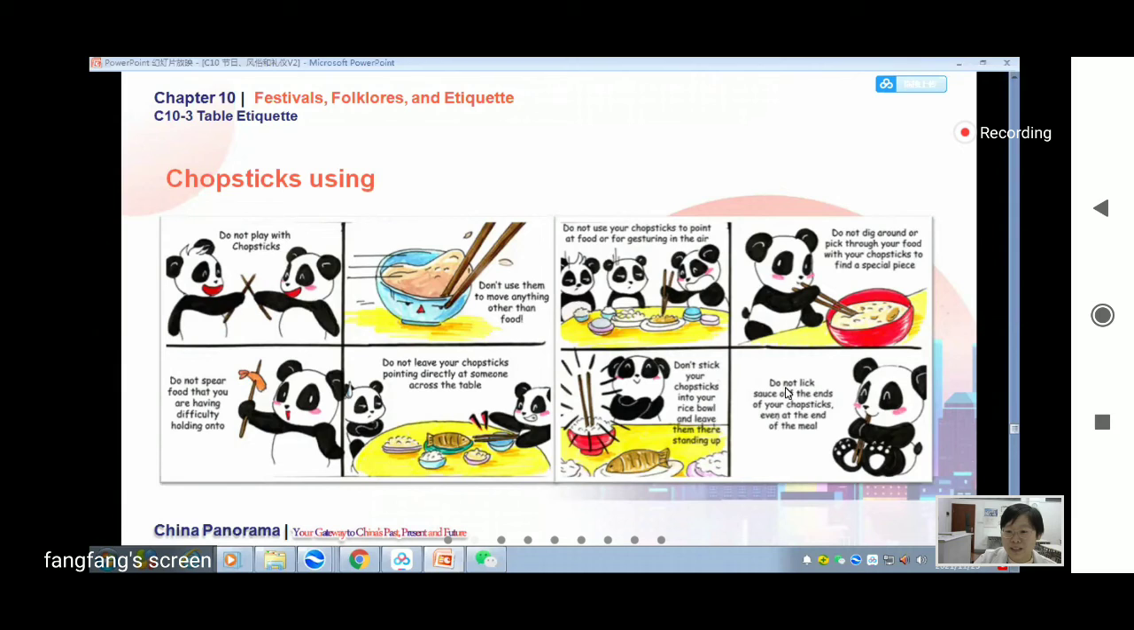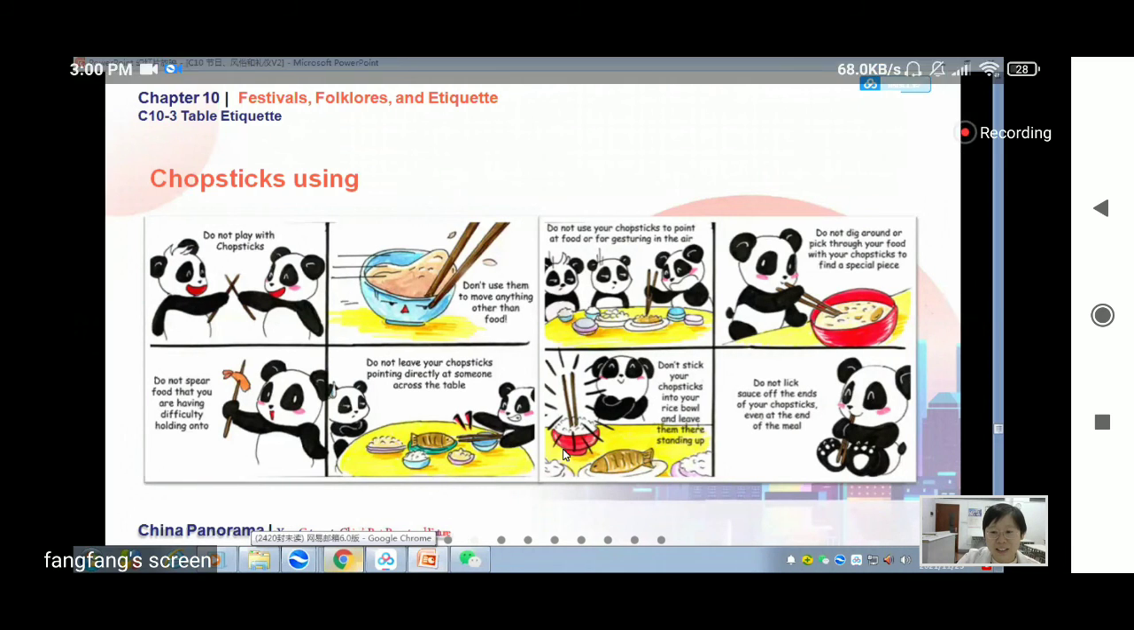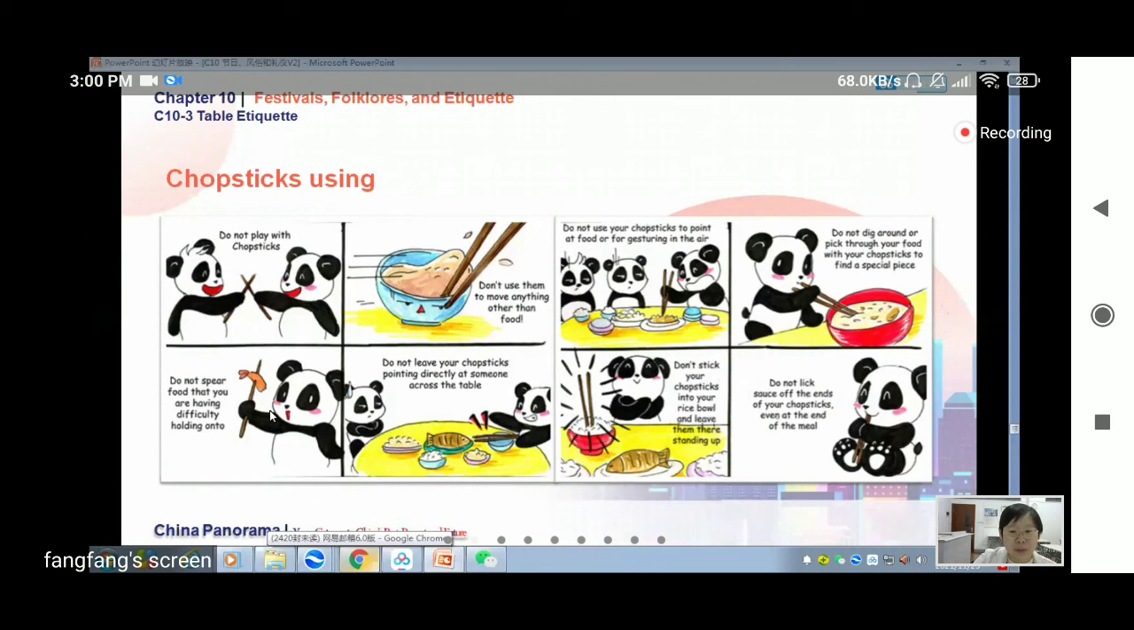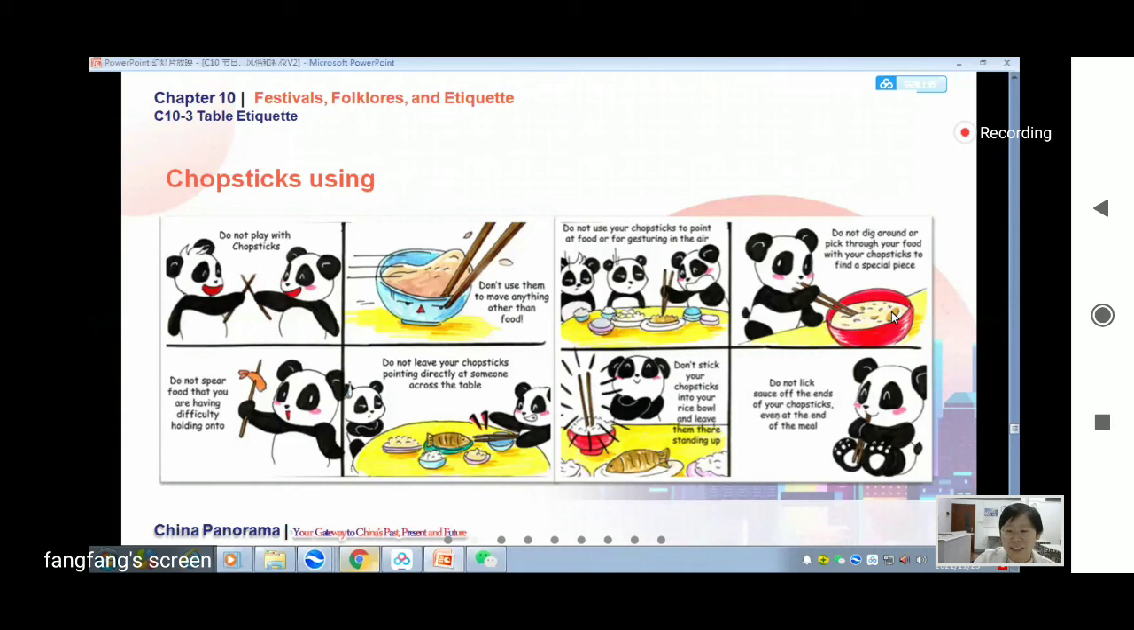And the last one is don't lick sauce off the ends of your chopsticks, even at the end of the meal. So what you need to pay attention to, I think, is only this is very important, and this is very important. For the others, I think you may also have the same etiquette, even using forks or spoons in your country. So there are some tips about chopstick using.